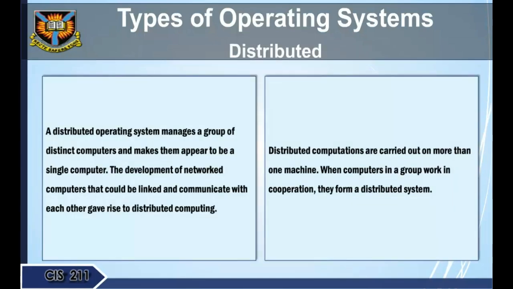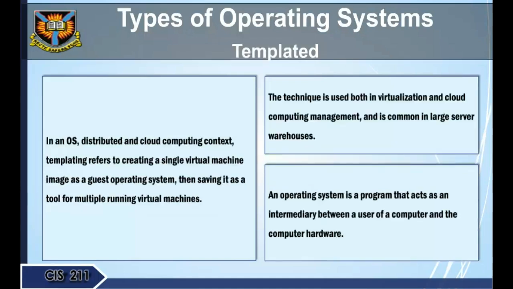Types of operating systems: distributed. A distributed operating system manages a group of distinct computers and makes them appear to be a single computer. The development of networked computers that could be linked and communicate with each other gave rise to distributed computing. Distributed computations are carried out on more than one machine. When computers in a group work in cooperation, they form a distributed system.